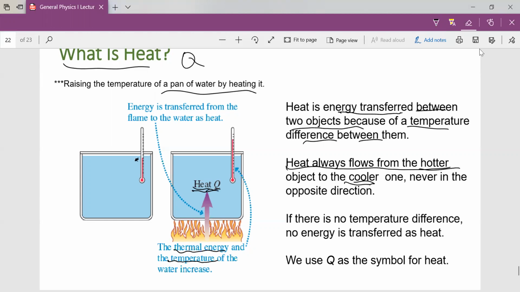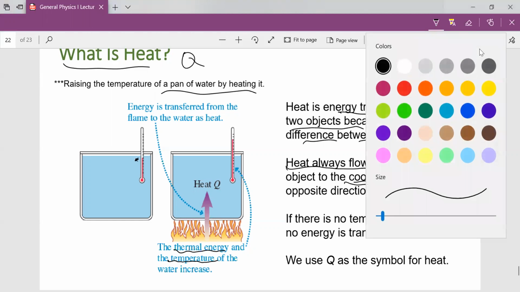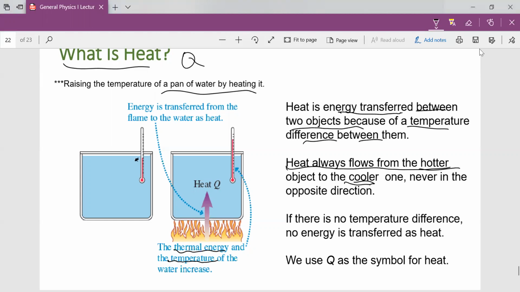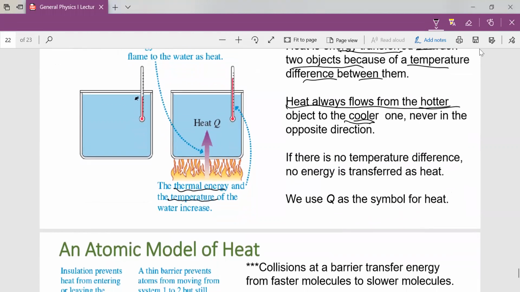So we'll see the difference between the three terms, and each of them has a different symbol. We'll have one for thermal energy, temperature, and then heat.